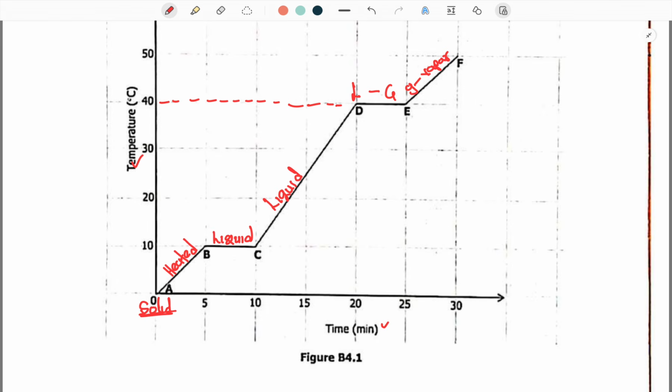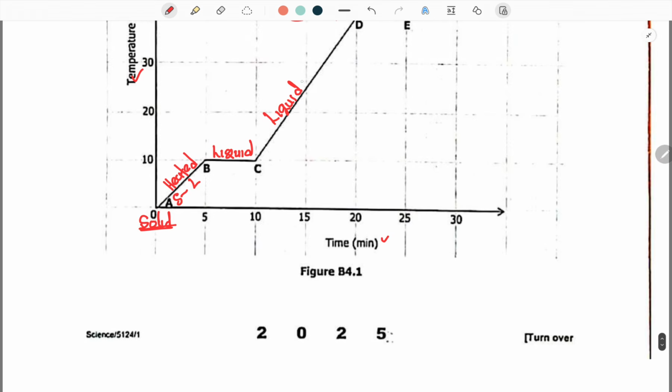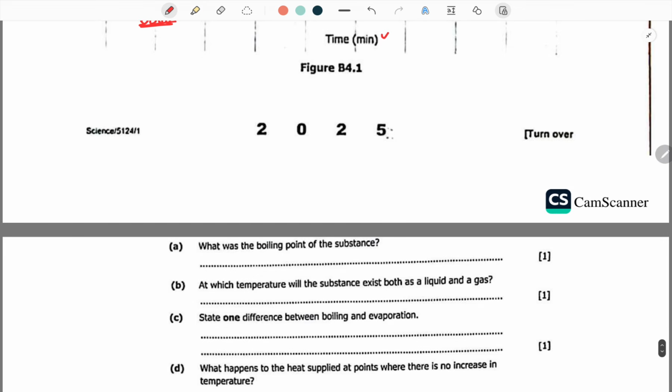And then while the liquid is boiling, what is it forming? Gas. Okay? So meaning, here you have a solid which is being heated, but it is now turning into a liquid. Here you have a liquid which is going into becoming a gas. So now it's now turning into a gas. So, what was the boiling point? It started boiling when it was 40 degrees.